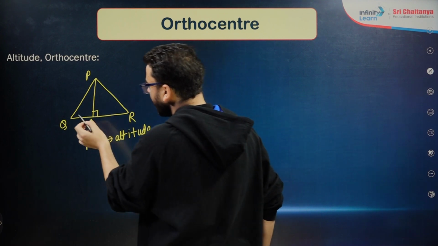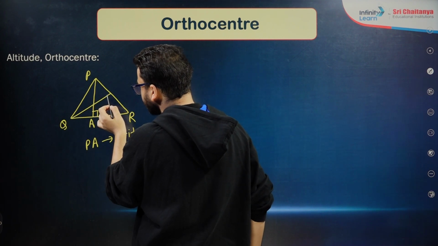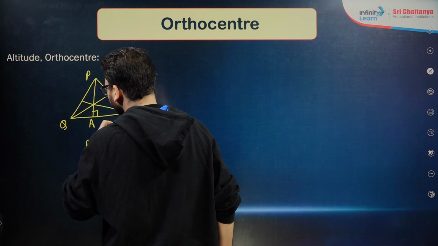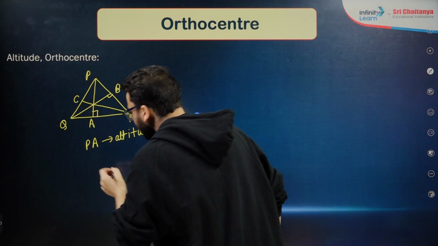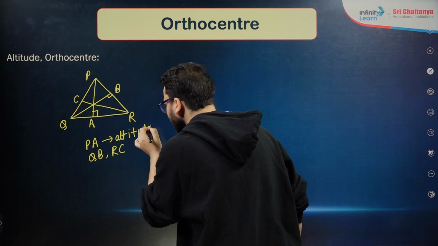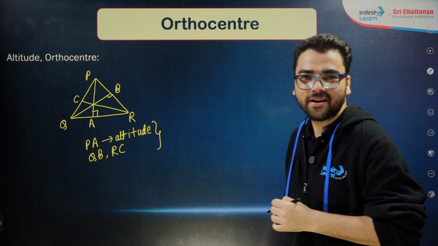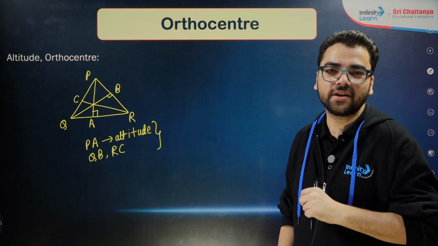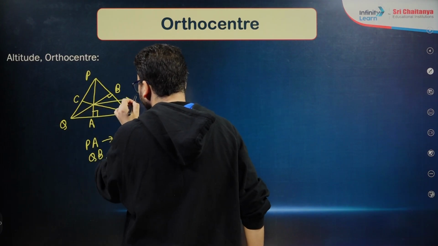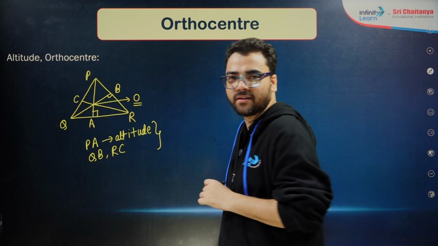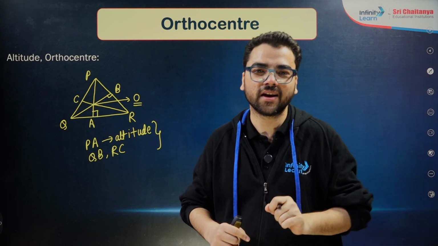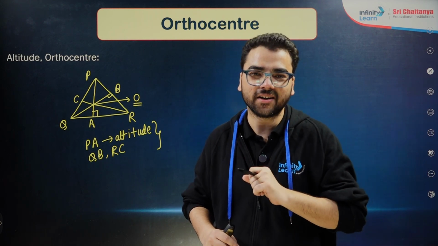Right? In the same manner, you can make another altitude like this. Suppose this is QB, and then you take another altitude like this, suppose RC. So this is QB and RC. These are altitudes of this triangle, right? The point of intersection of the three altitudes of a triangle is called its orthocenter. This point is the orthocenter. Again, I am saying the point of intersection of the three altitudes of a triangle is called its orthocenter.